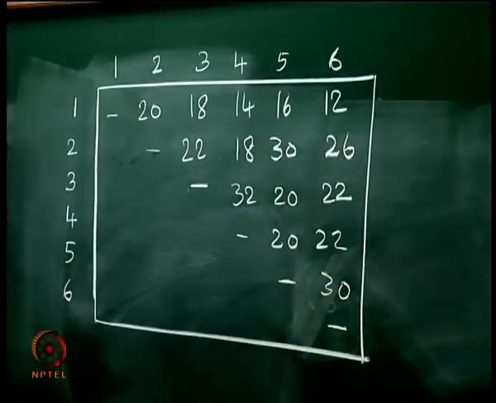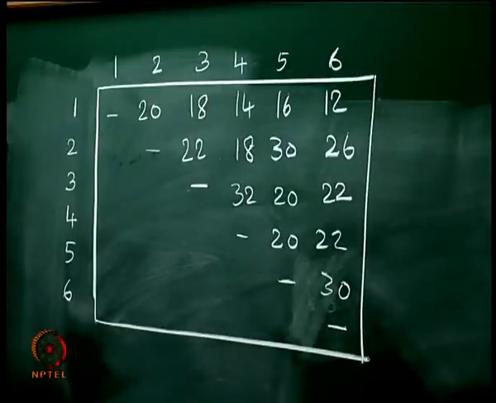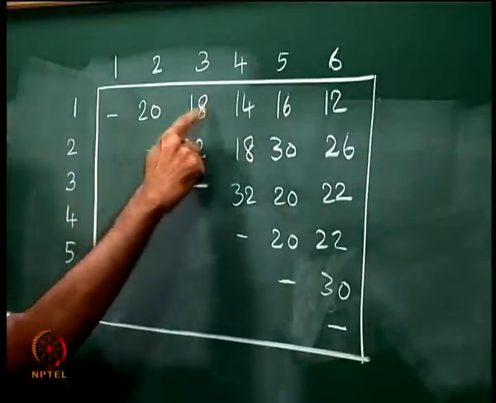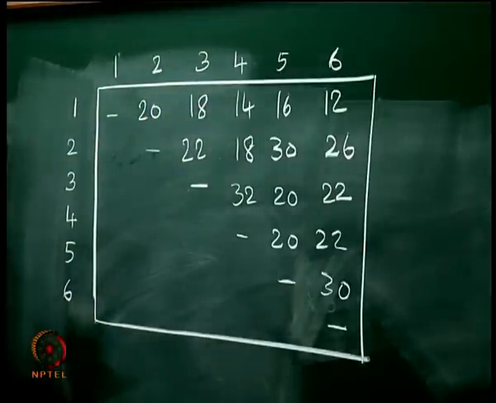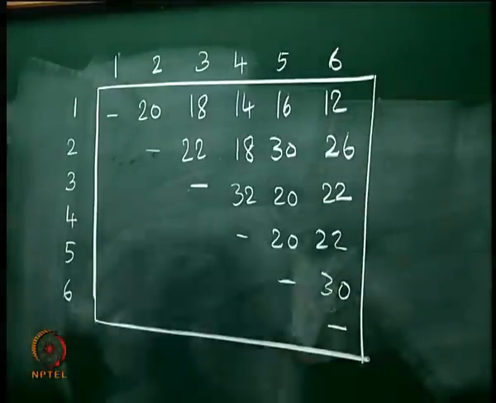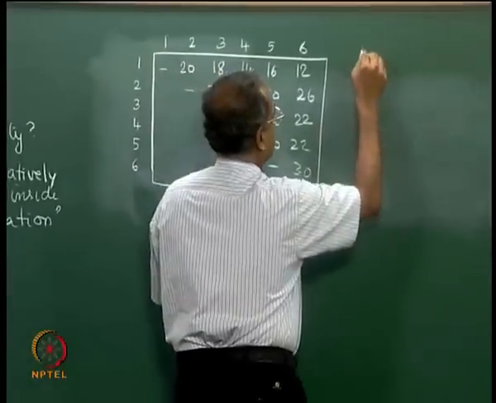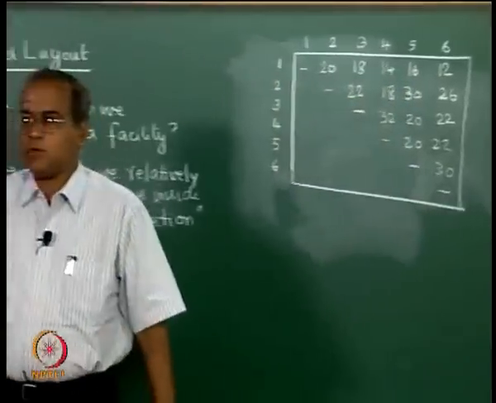So, let us take 6 points instead of 8, and the distance matrix amongst these 6 points is given here. Now, we can assume symmetry. So, distance between 1 and 3 is 18, distance between 3 and 1 is also 18. So, let us try and solve this problem for p equal to 2.